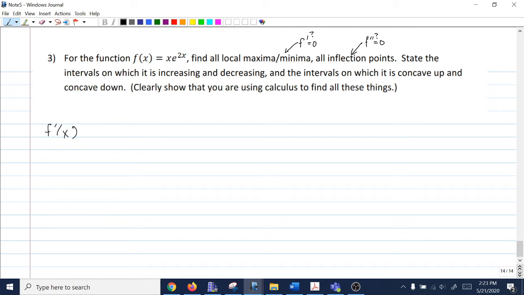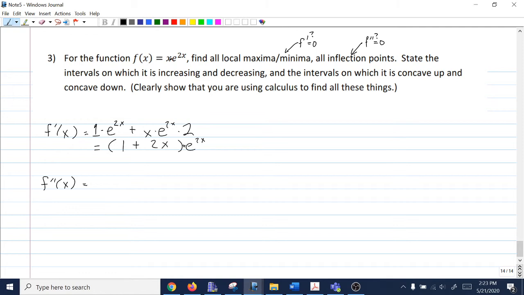Derivative of this function. This is something times something, so I've got to use the product rule. Derivative of the first times leave the second part alone, plus leave the first part alone, derivative of the second part. This is e to the something times the derivative of the inside, which will be 2. I can factor the e to the 2x out. What am I left with inside? 1 plus 2x. I'm going to set that equal to 0 in a second. First, let's take the second derivative while I'm in a derivative-taking mood.